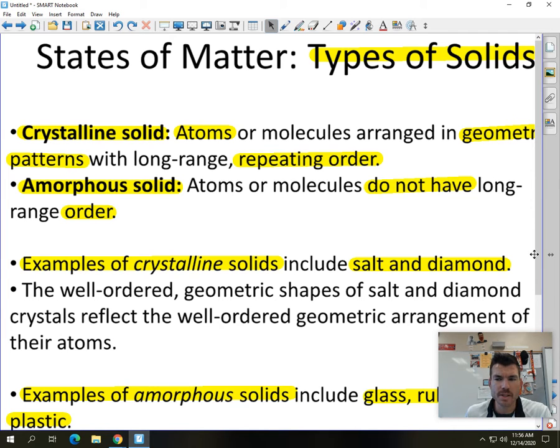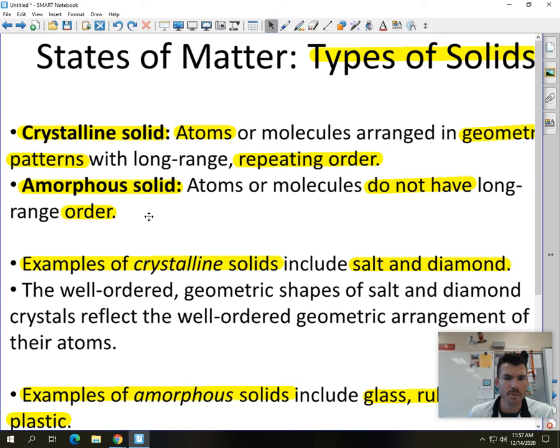There are two specific types of solids that we should know about. The first type is called a crystalline solid, and these are ones that are in repeating order. Think of a crystal, like looking at salt or sugar. If you've ever been in a cave and seen a crystal that looks like it has a pattern that repeats, that is what a crystalline is. So the atoms are in geometric patterns with repeating order.